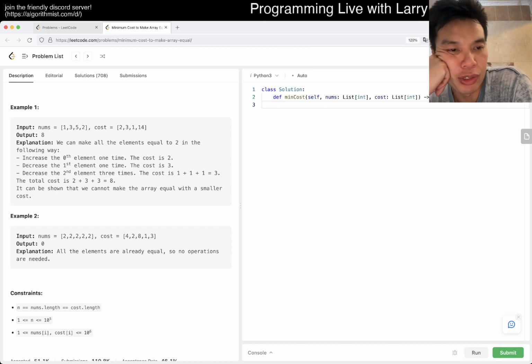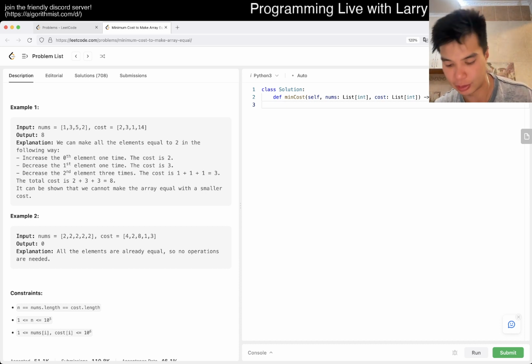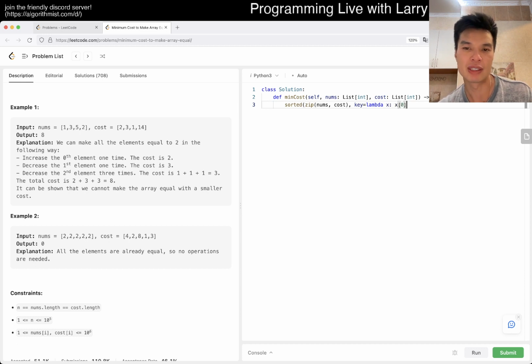What is the cost of making all the numbers the first number? So let's start with that. Well, let's actually start by sorting. Maybe I'll zip nums and cost. We want to sort this by nums of one, and the other thing doesn't really matter.